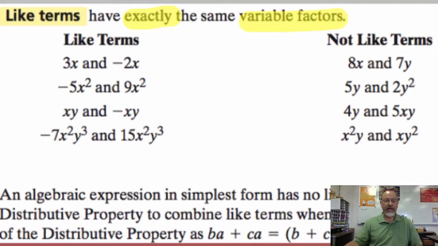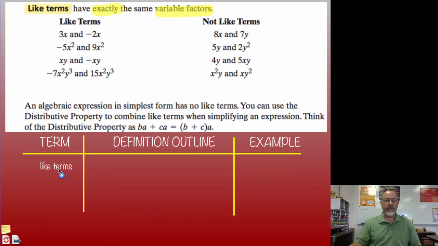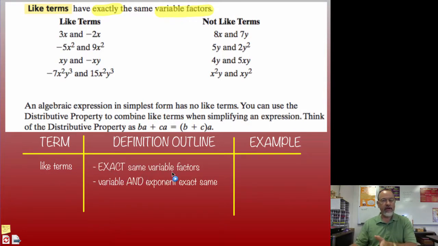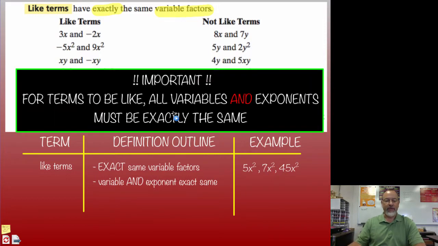So to summarize this for our notes, like terms have to have the exact same variable factors. All of the variables have to be exactly the same, and that means the variables have to be the same, and the exponents of those variables also have to be exactly the same. So here we have some examples of like terms. Again, the most important thing about noticing like terms is to make sure that the variables and their exponents are exactly the same. If anything's different, then they're not like terms.